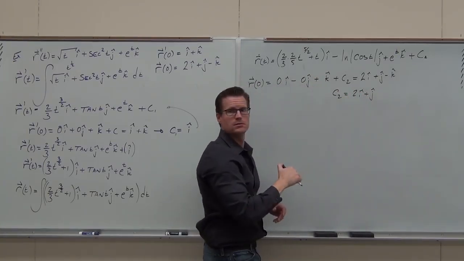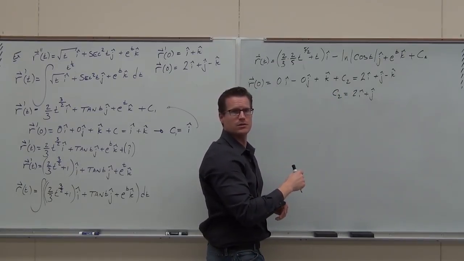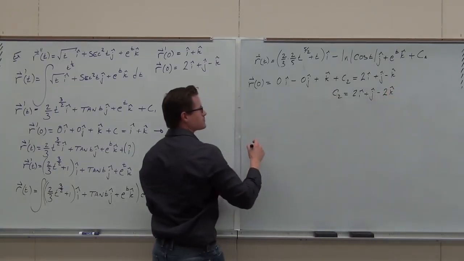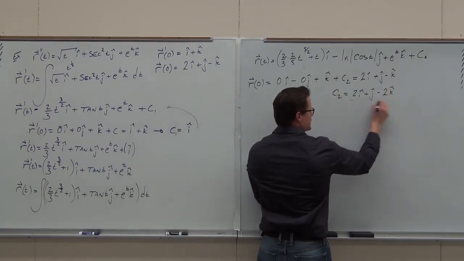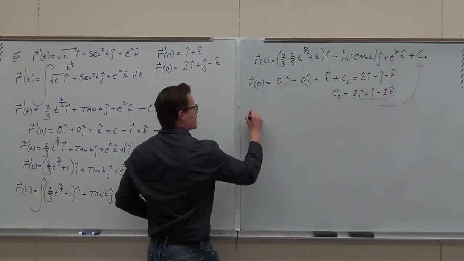Keep going. 0 or minus 2? This is the piece that you're going to use to get rid of that C2.